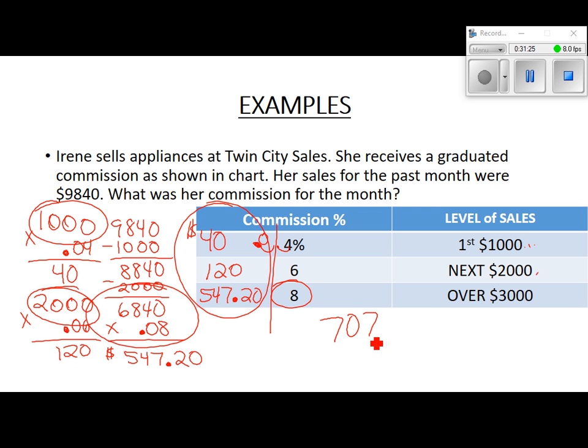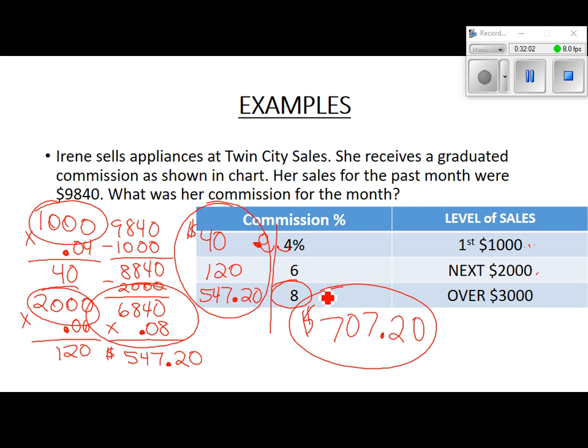$707.2. And then we make sure 2 places behind the decimal. So just in commission, how much did Irene make? $707.20. It said for the past month, right? Now, hopefully, we talked about this last time, hopefully, that's not all she's making. Hopefully, she's got a salary that's involved there too, that this stuff gets added on.